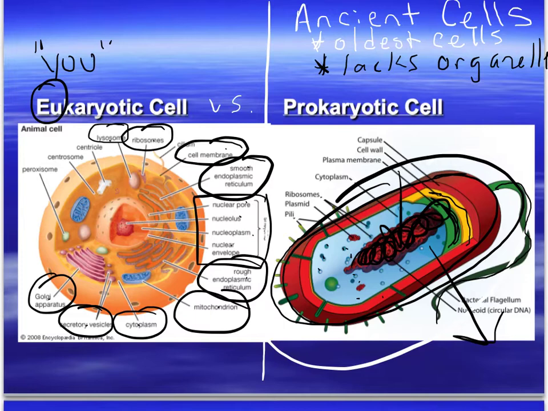Now you're also going to need to know what a flagella is. You're going to need to know what cilia are. You're going to need to know what a cell wall is, chloroplast, central vacuole. So when you add it all up, there's probably about 20 different parts that you're going to need to know.